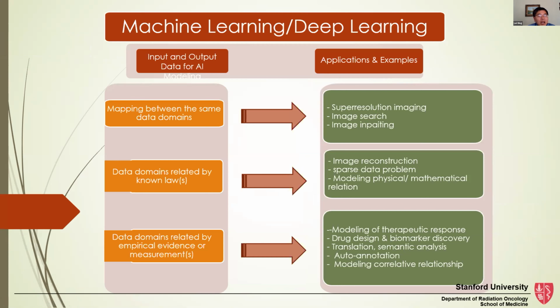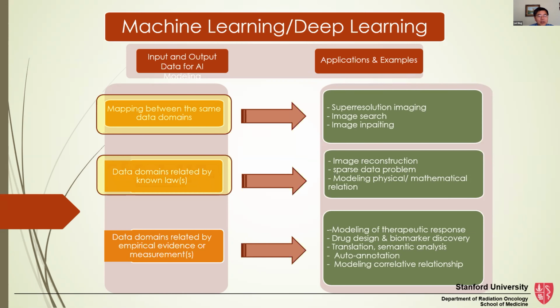So mathematically, I really like to simplify deep learning into a problem of mapping, right? You map from one data domain to another data domain. Really, there are 3 categories. The first one is you map between the same data domain. This is probably the easiest task. Super resolution imaging, I'm sure you're familiar with that concept. That's an example. You just want to map a low resolution image to a high resolution image.